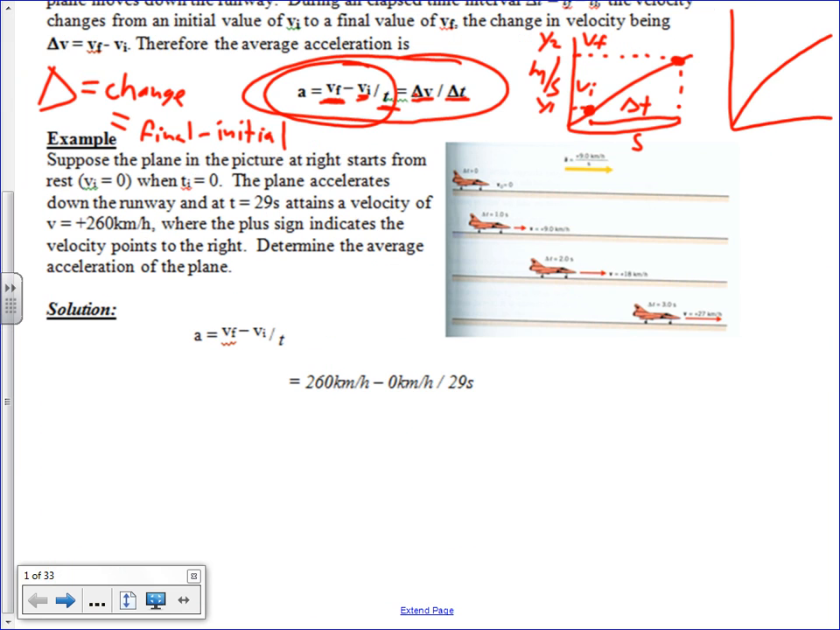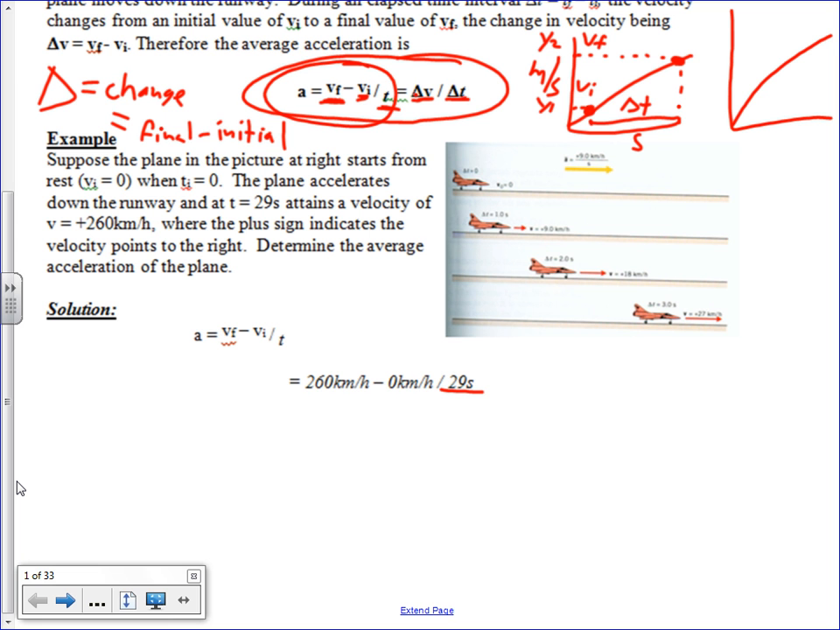So I've got this plane, and over a 29-second period, it goes from 0 to 260 kilometers per hour. So if I want to calculate its acceleration, I would go 260 kilometers per hour minus 0 kilometers per hour divided by the time, 29 seconds. Is it okay in this case for me to divide kilometers per hour by seconds? Actually, it is in this case. It's okay for me to say the acceleration of this plane is this many kilometers per hour per second. It's still a valid unit of acceleration. We never use it, but it's still valid.